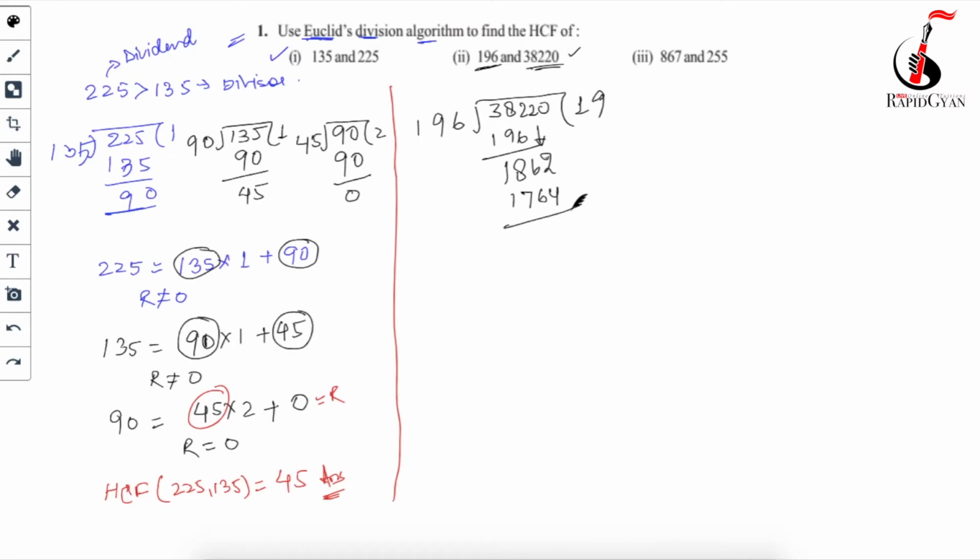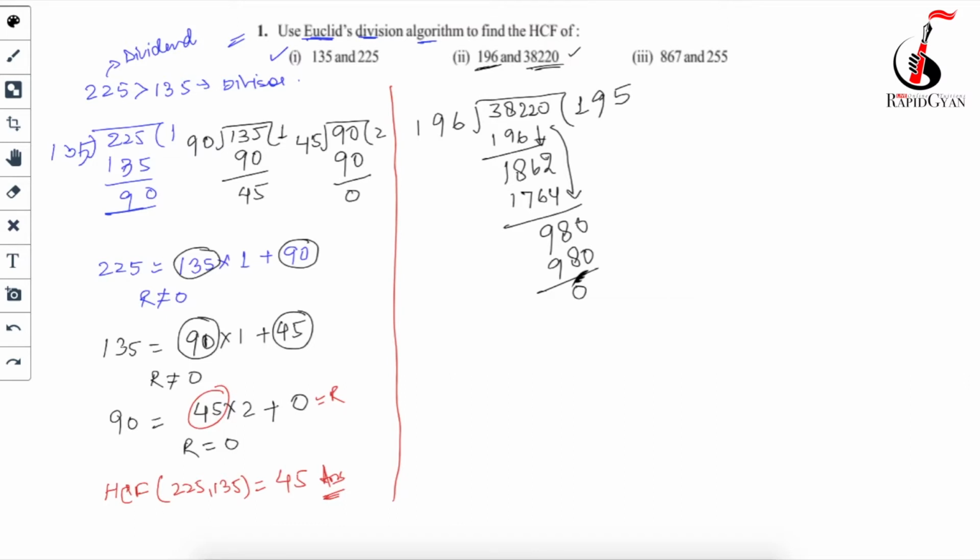So now when I subtract 1764 from 1862, my answer is 98. So I will get over here 98. Now this 0 will come down, 980. So now 980, if I'm going to divide with 196, it will be completely divisible when I multiply with 5. So now it's 980, and here I got the remainder 0.